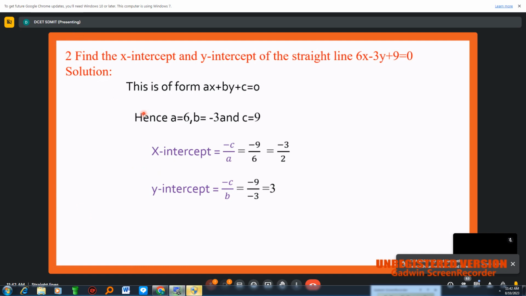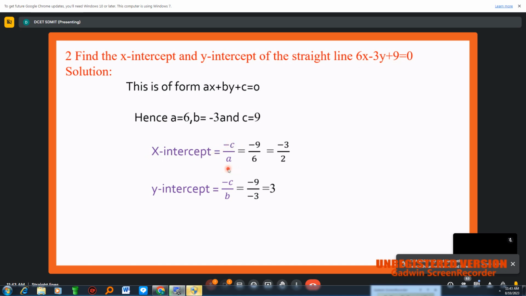So now the second problem I have given is: find the x-intercept and y-intercept of the straight line 6x minus 3y plus 9 is equal to 0. So now this is the equation they gave. This is of the form ax plus by plus c is equal to 0. After that I am writing the values: a is nothing but 6, b is nothing but minus 3, c value is 9. So now to find the x-intercept, the formula is minus c by a.